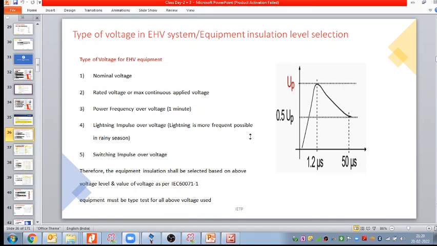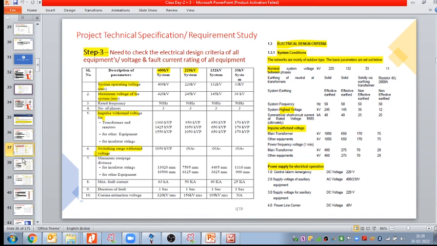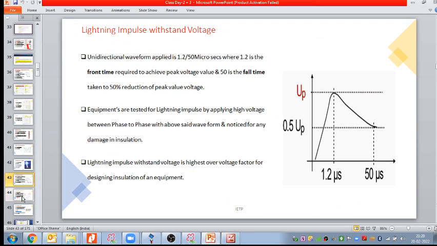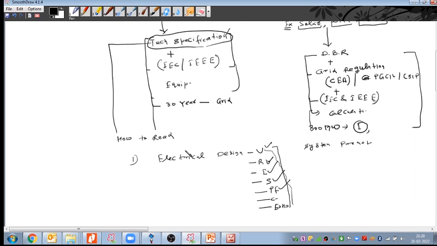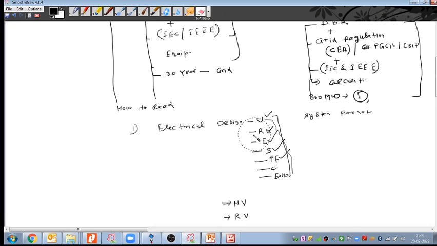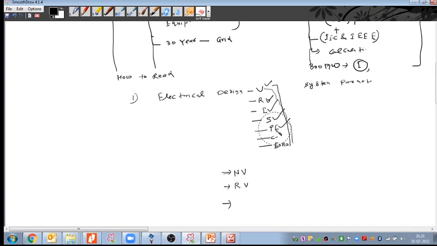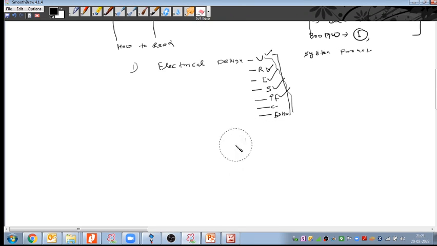Okay, so voltage we discussed yesterday. Today's agenda: we have done the voltage selections. First of all we have to read the technical specifications and check the electrical design criteria, and all these values we have to check in the technical specifications. Each equipment rating plate and GTP must follow this requirement.